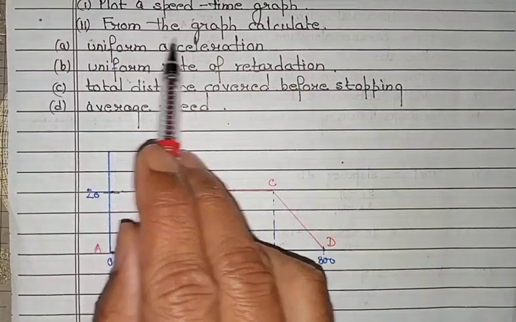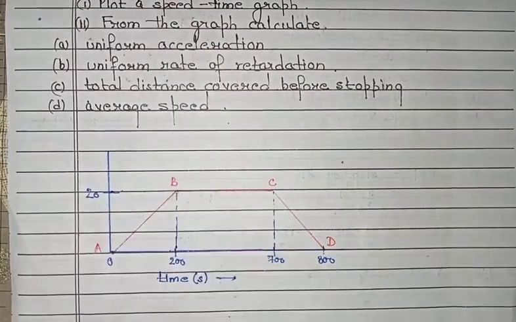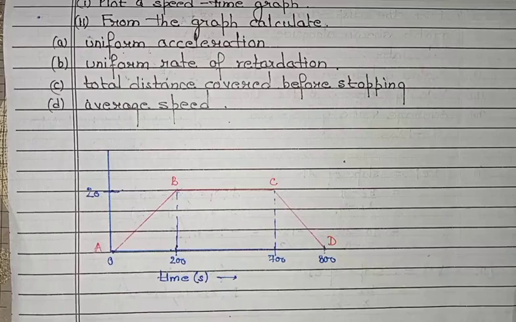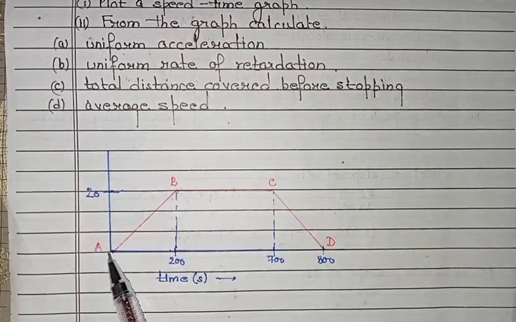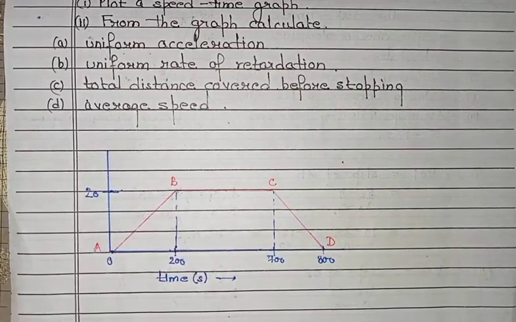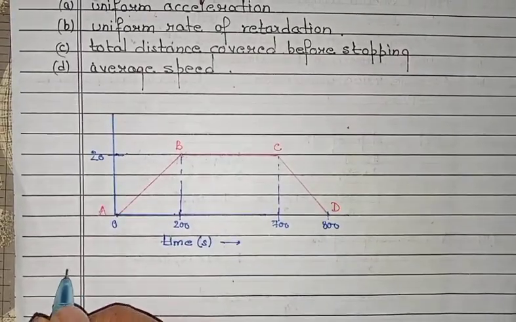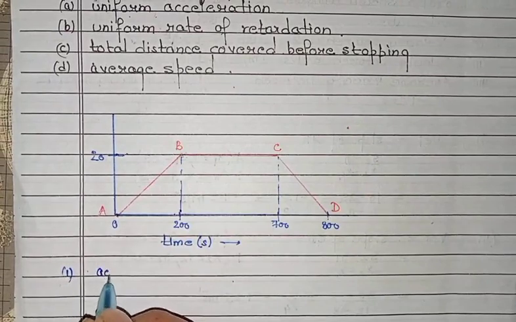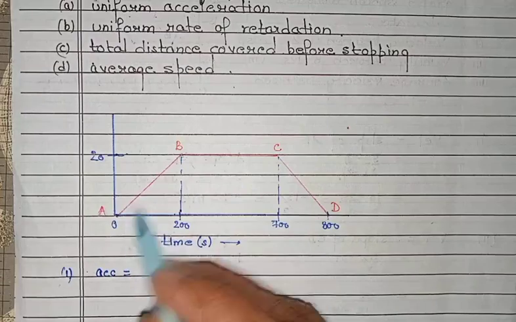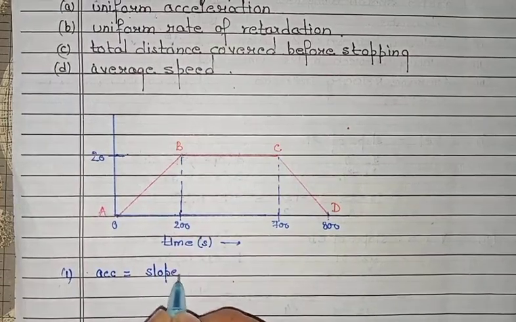Now the question says that from the graph you have to calculate uniform acceleration. Now when we have to calculate the acceleration, you can see in this sketch AB portion is showing acceleration. So if you have to get acceleration, you can see acceleration is shown by AB, so you can get the slope of AB.